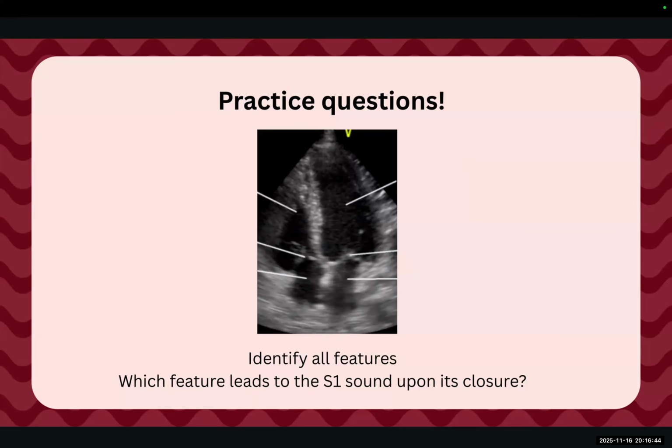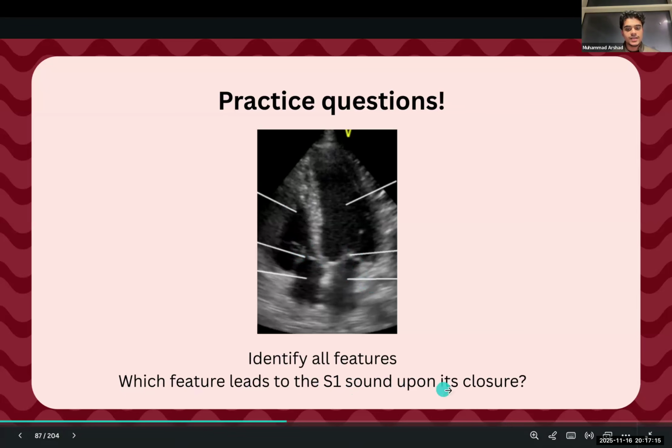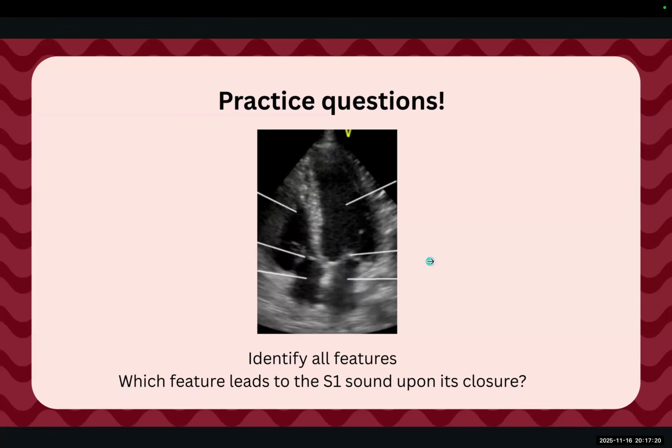I can do that. Go ahead. Okay, so should I point at something and you say, or just say everything? Yeah, sure. You can do that. So what am I looking at over here? This is the left ventricle. Great. And what is this over here? This is the mitral valve. Perfect. And what is this over here then? Left atrium. Okay, and what is this specifically? Tricuspid valve. Okay, perfect. And which of these features leads to the S1 sound upon its closure? Both the mitral and tricuspid valve.